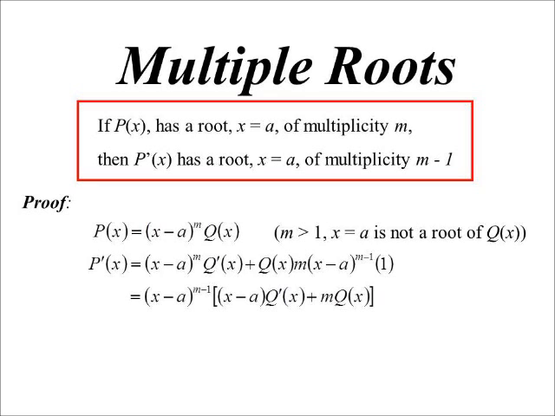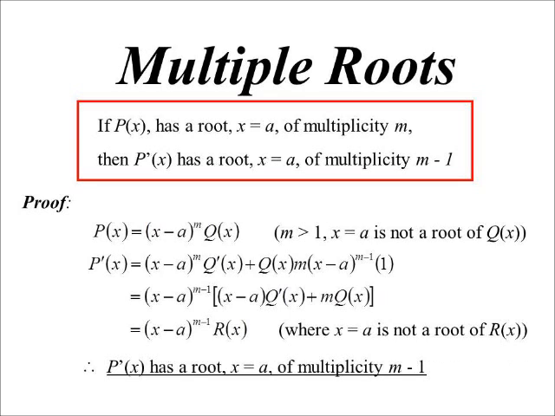Now, inside the square brackets there, I'm not really concerned with what that actually is. What I do know is a is not a solution to what's in the square brackets, because we said it's not a solution of q(x), so therefore when I sub in, it won't all be 0. And the power has been reduced by 1. So I could write that as (x minus a) to the power of m minus 1 times some polynomial. So there's our theorem, which can save us some time if we are aware of multiple roots existing.